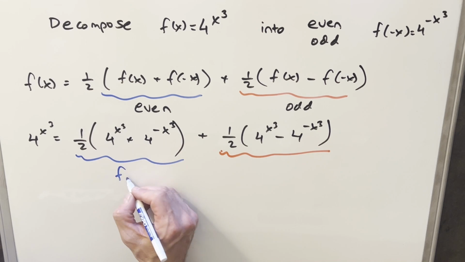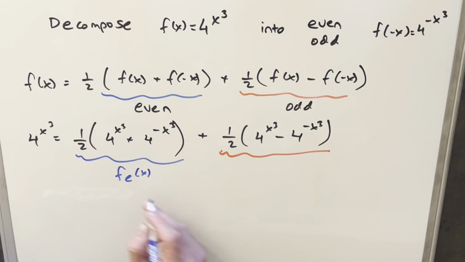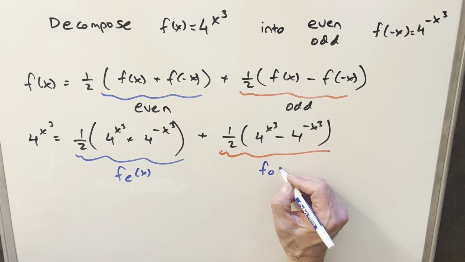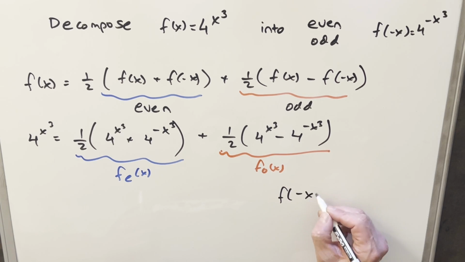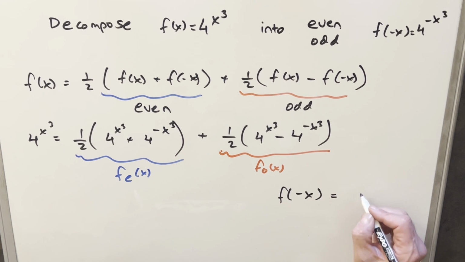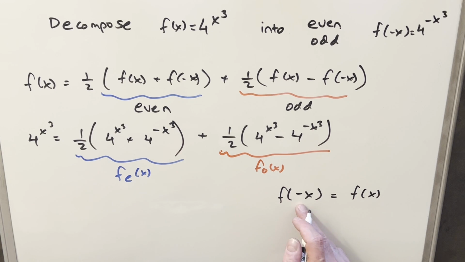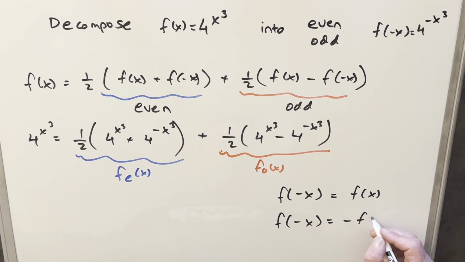So we'll call this f_e of x for our even part, and we'll call this f_o of x for our odd part. And let's just show that this is even and this is odd. Just to be clear, let's look at our definitions for even and odd. For an even function, if we have f of minus x, it's just going to become f of x, so it wipes out the minus sign. And for an odd function, if we have f of minus x, it can be written as minus f of x.